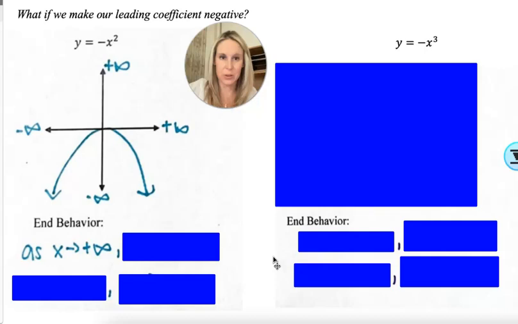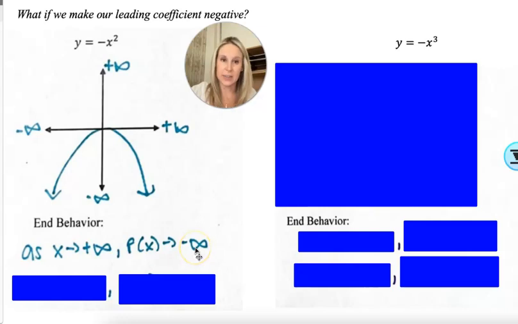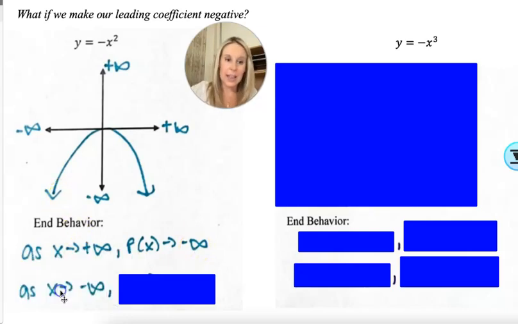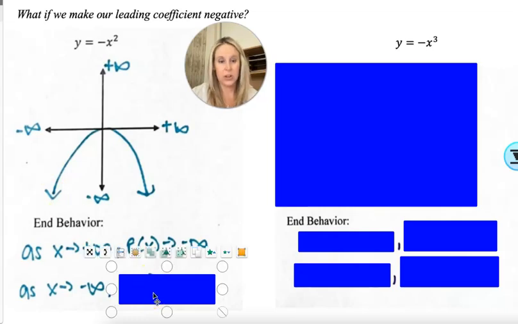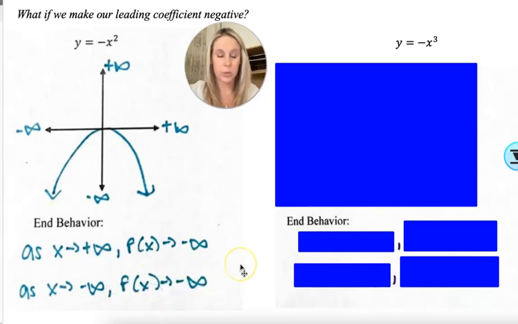Let's go ahead and stick with the positive infinity first. So as x goes to positive infinity, which means on the right side, what is my arrow doing? My arrow is going down, which would be negative infinity. My left arrow would be as x goes to negative infinity. It is also pointing down, so your f of x or your y value would be negative infinity. So it's a nice little review from before fall break.